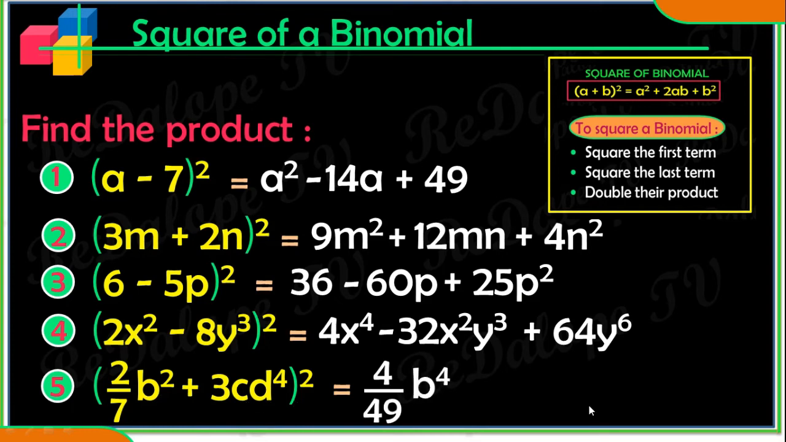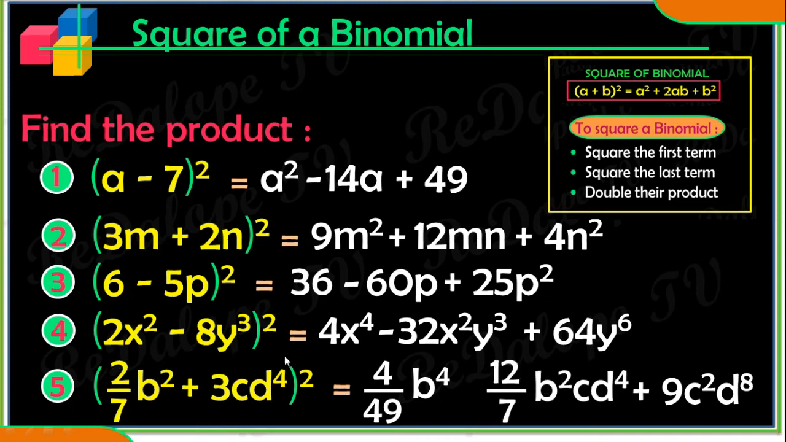Now to obtain the last term, square 3 here, so that becomes positive 9. Then c squared, then 4 times 2, so that is d raised to 8. And then for the middle term, we will multiply the first and the second term, then times 2. So we have 2 times 3, 6 all over 7 times 2, so that is 12 all over 7b squared cd^4. And then copy the sign here, which is positive.